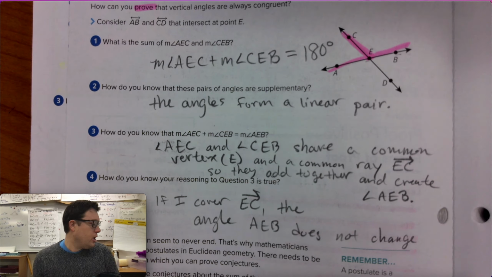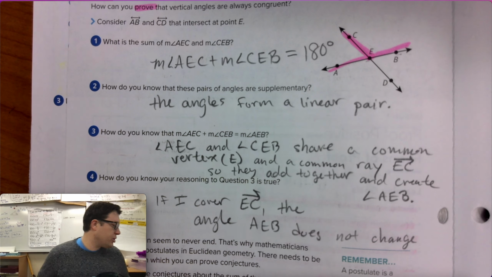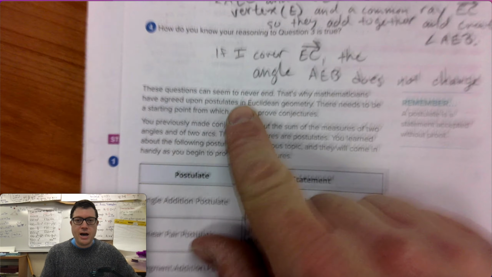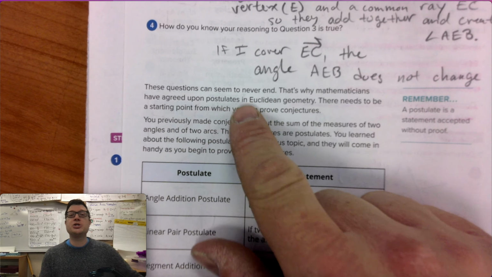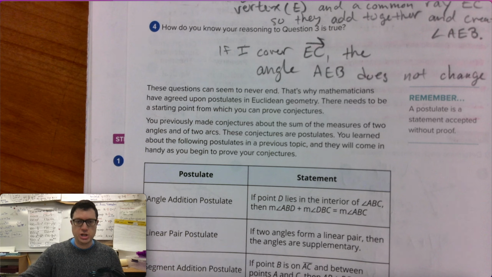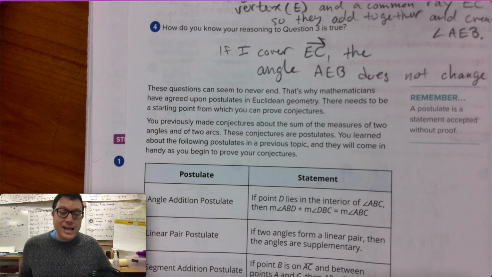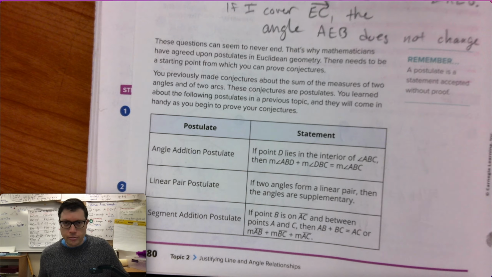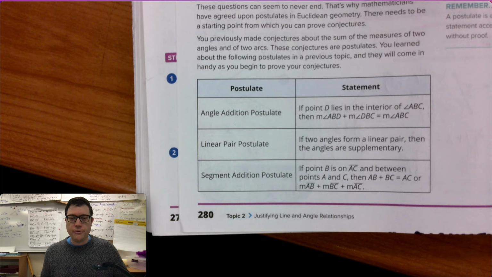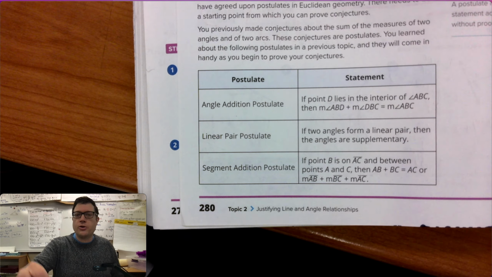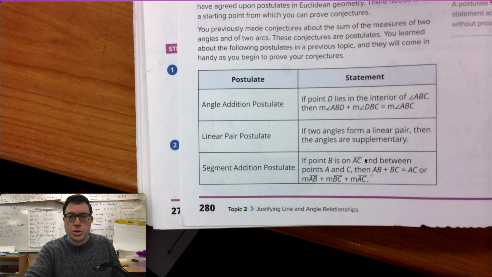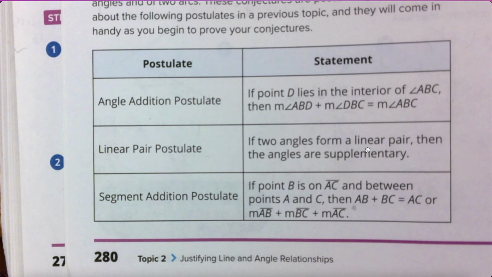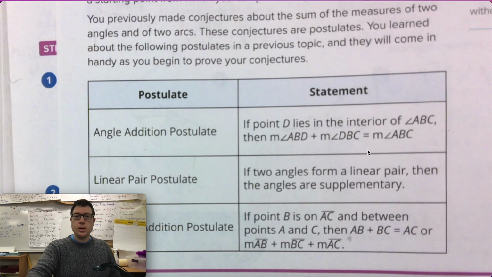These questions never seem to have an end. That's why mathematicians have agreed upon postulates in Euclidean geometry. Euclid is a Greek librarian, really, but he was the first author for a geometry book that existed for thousands of years. And all geometry curriculums now are based upon, in large part, what he did.